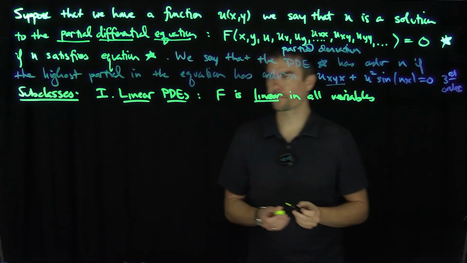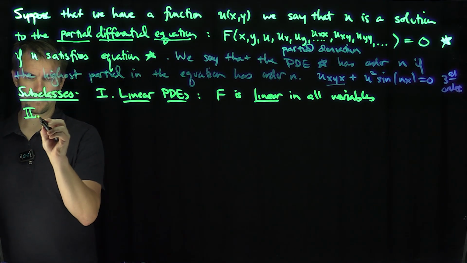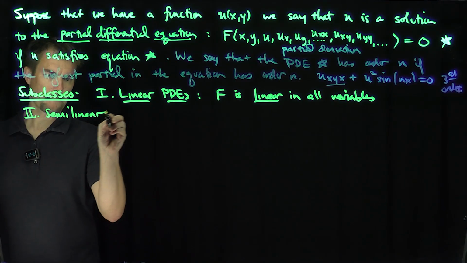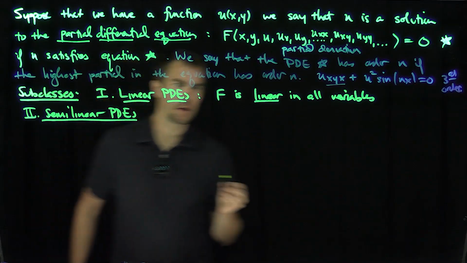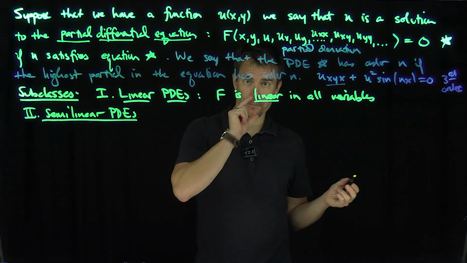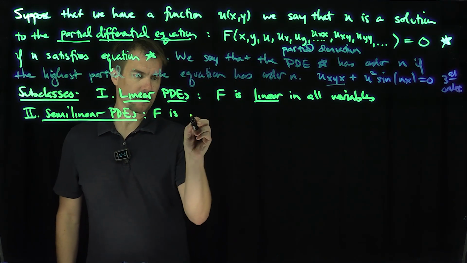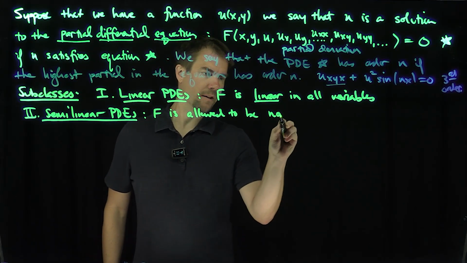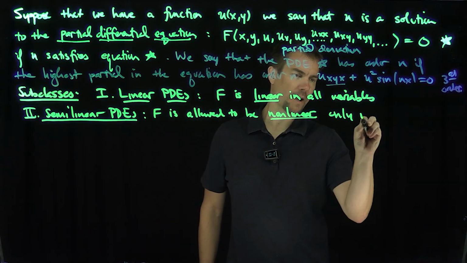Okay, good. Then there are semilinear PDEs. And that says that F is linear in the variables except for potentially the variable u, right? F is allowed to be nonlinear only in the u variable.